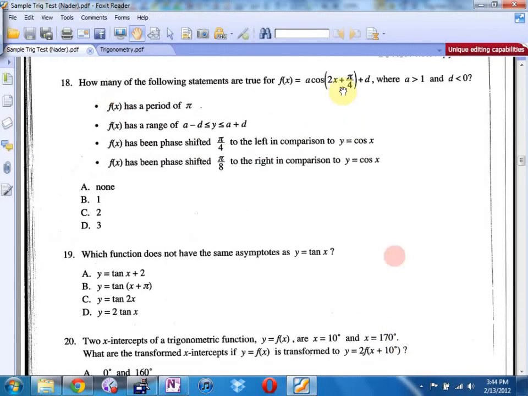Number 18, hopefully you could answer the period, range, phase shift.